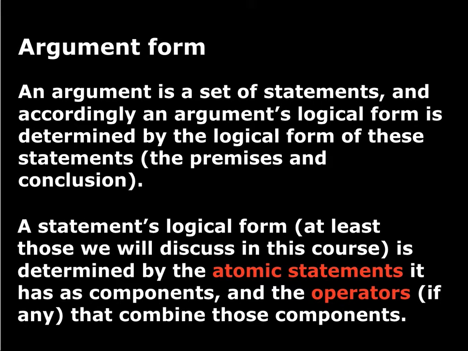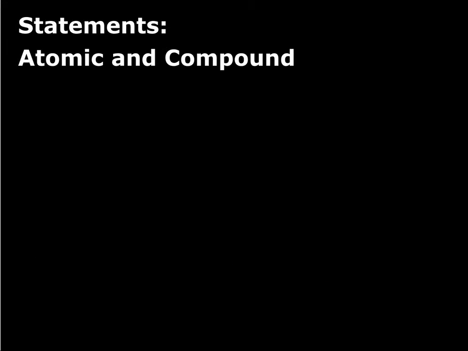Now, a statement's logical form, at least for those we're going to talk about in this course, is determined by two things. There are what we're going to call the atomic statements that are parts of those statements, and the operators, if any, that combine those components into compound statements. That's going to tell us the form of those statements. And then when we put those together in an argument, we get the form of the argument.